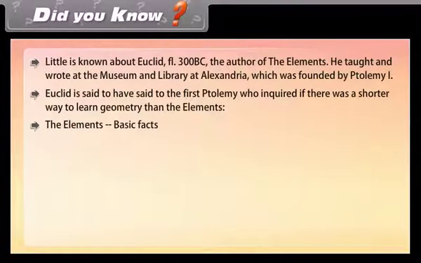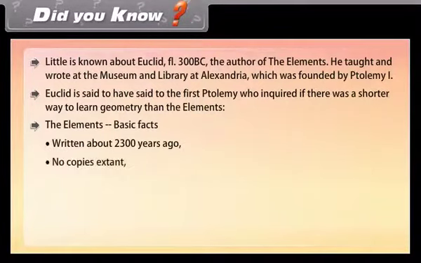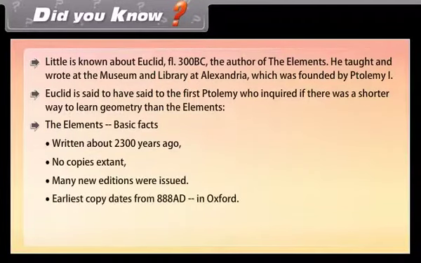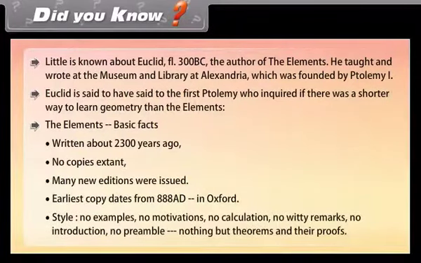The Elements. Basic facts. Written about 2300 years ago. No copies extant. Many new editions were issued. Earliest copy dates from 888 AD in Oxford. Style: no examples, no motivations, no calculations, no witty remarks, no introduction, no preamble, nothing but theorems and their proofs.